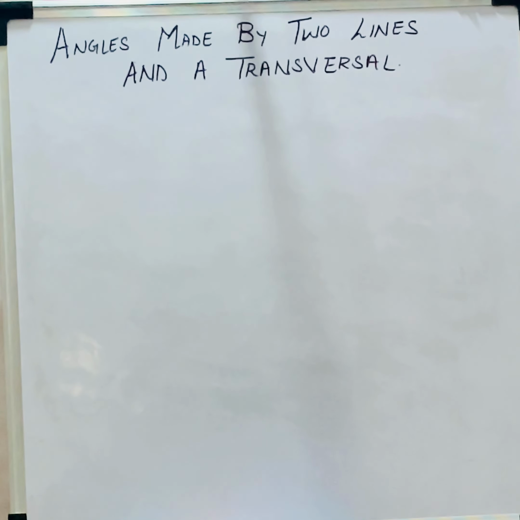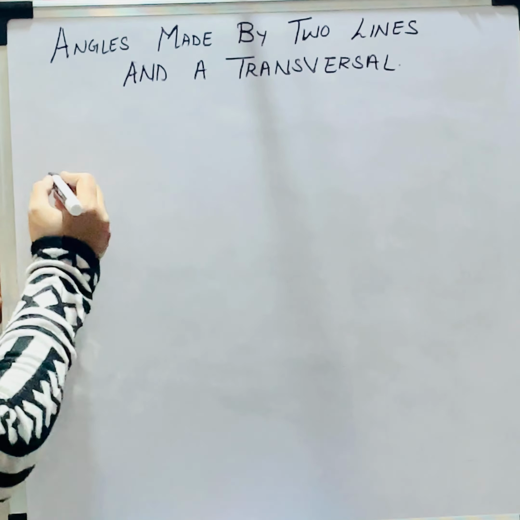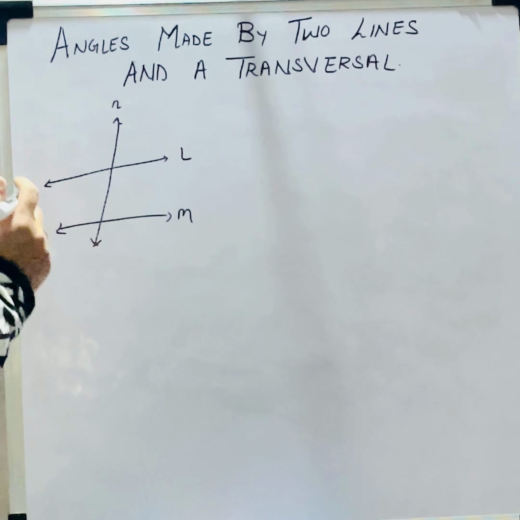Let's see the angles made by two lines and a transversal. So if you have two lines L and M, and there's a line which is intersecting these two lines, say N, then N is called the transversal. Now let's see the different angles that are formed by the transversal.